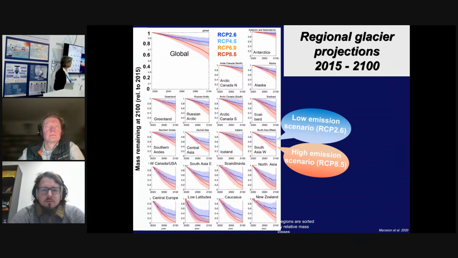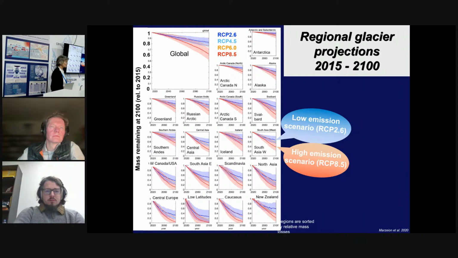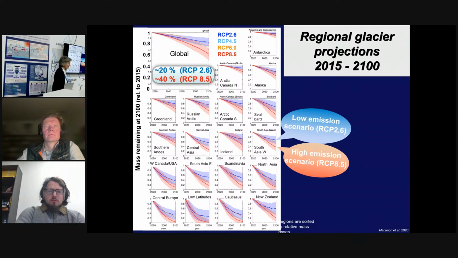And it doesn't look much better in the future. Here you see glacier projections of all glaciers in the world for 19 glacier regions and the globe. As you can see, one is 100% of mass now in 2015, and then projections of how much ice is left by the end of the century. And this is shown here for a low emission scenario and a high emission scenario. On the global scale, we see about 20 to 40% glacier mass loss by the end of the century, depending on the emission scenario. But we see large regional differences.